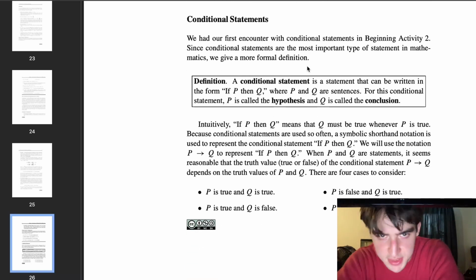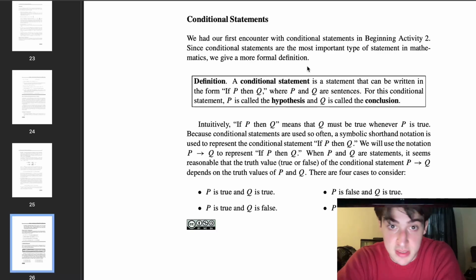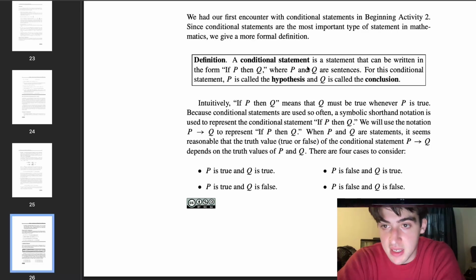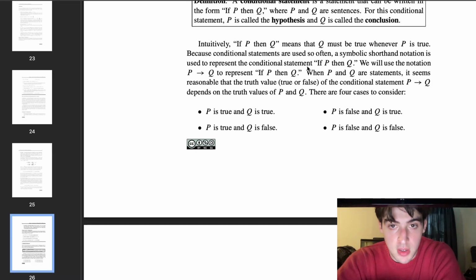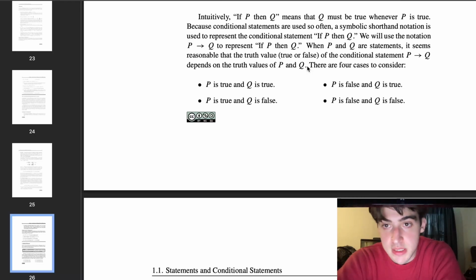All right, conditional statements. I thought we already went over this, but it's the new section. We had our first encounter with conditional statements in beginning activity 2. Since conditional statements are the most important type of statement in mathematics, we give a more formal definition. Definition. A conditional statement is a statement that can be written in the form if P then Q, where P and Q are sentences. For this conditional statement, P is called the hypothesis and Q is called the conclusion. Intuitively, if P then Q means that Q must be true whenever P is true.